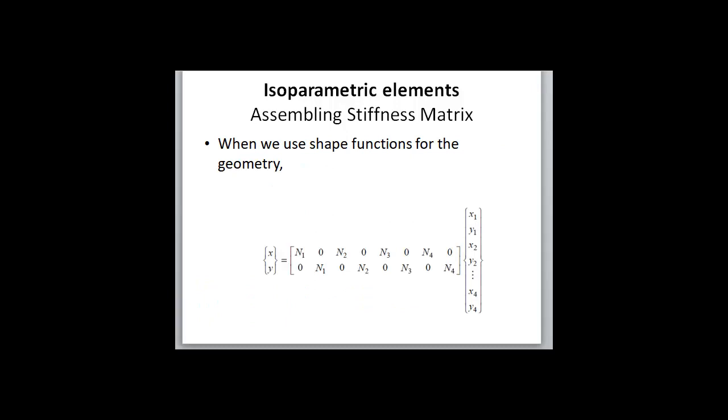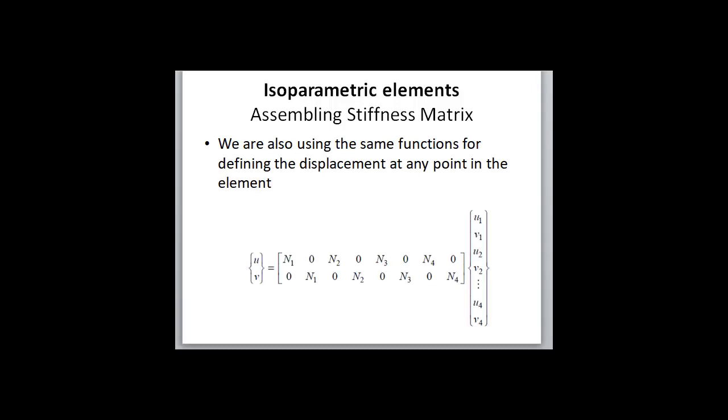When we use the shape function, it can be written like this: x, y is equal to N1 to N4 in the first row, similarly in the second row, along with the coordinates x1, y1, x2, y2 up to x4, y4 for all the 4 nodes in the isoparametric element. Similarly, to describe the displacement using the shape function, it is represented in terms of u1, v1, u2, v2 up to u4, v4 on all 4 nodes.